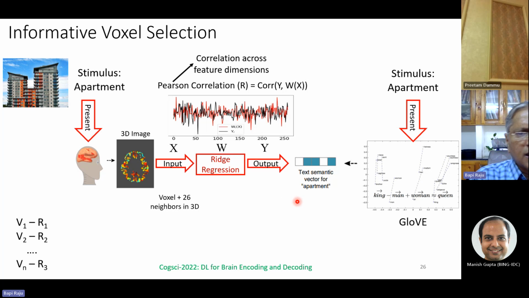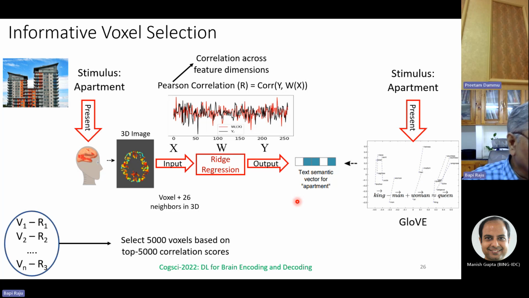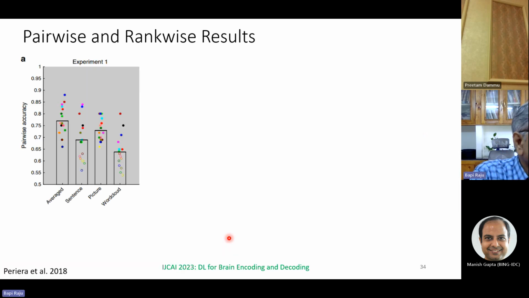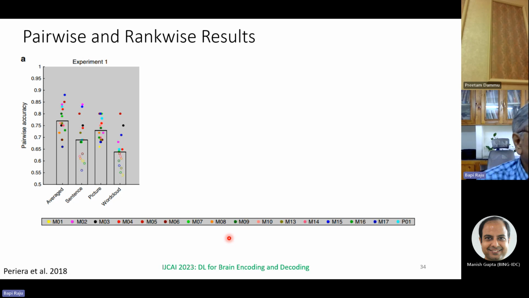And the whole experiment is done in an 18-fold cross-validation setting. There are 180 concepts. 170 concepts are used for training, 10 are held out, and this is repeated 18 times. What is reported is the average over all these 18-fold experiments. These voxels are selected based on their correlation with the semantic vector that corresponds to the stimulus. So, the pairwise and rank-wise results.